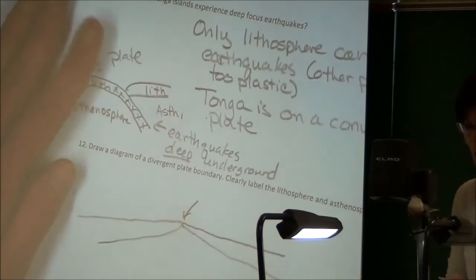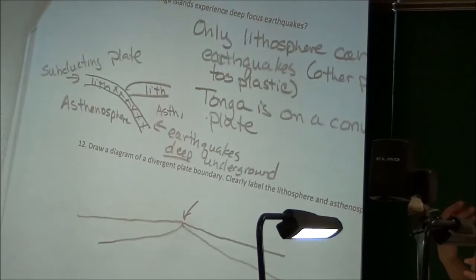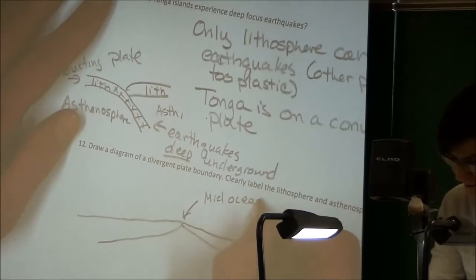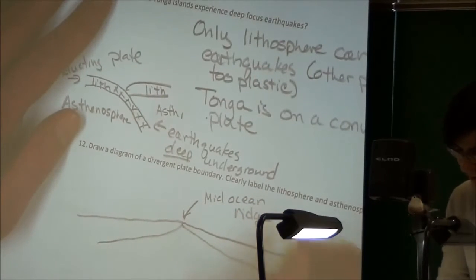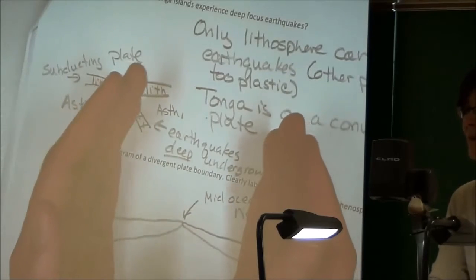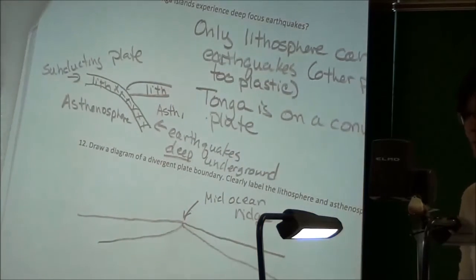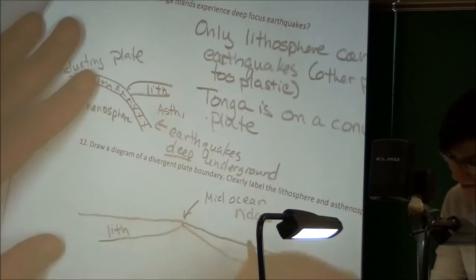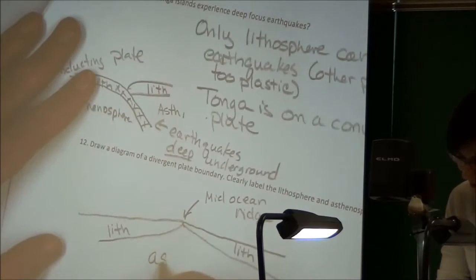So here we have the divergent plate boundary, and what do we find at that point right there? A rift valley, a mid-ocean ridge. Yeah. So this whole region is a rift valley that will eventually open up into possibly an ocean basin, such as we see in the Atlantic Ocean. The Atlantic Ocean actually started very similarly to the Red Sea today. So this is the lithosphere, this is the lithosphere, and this is the asthenosphere.